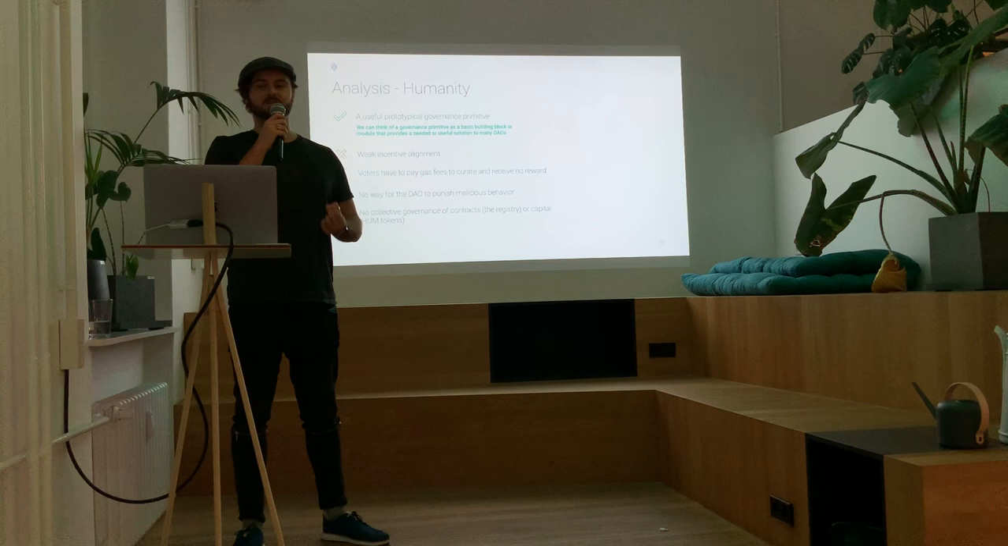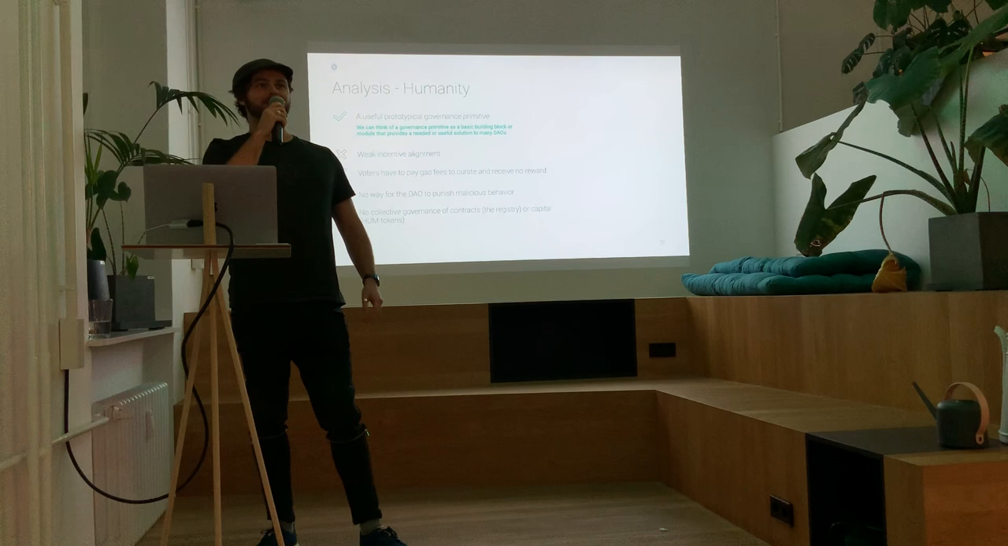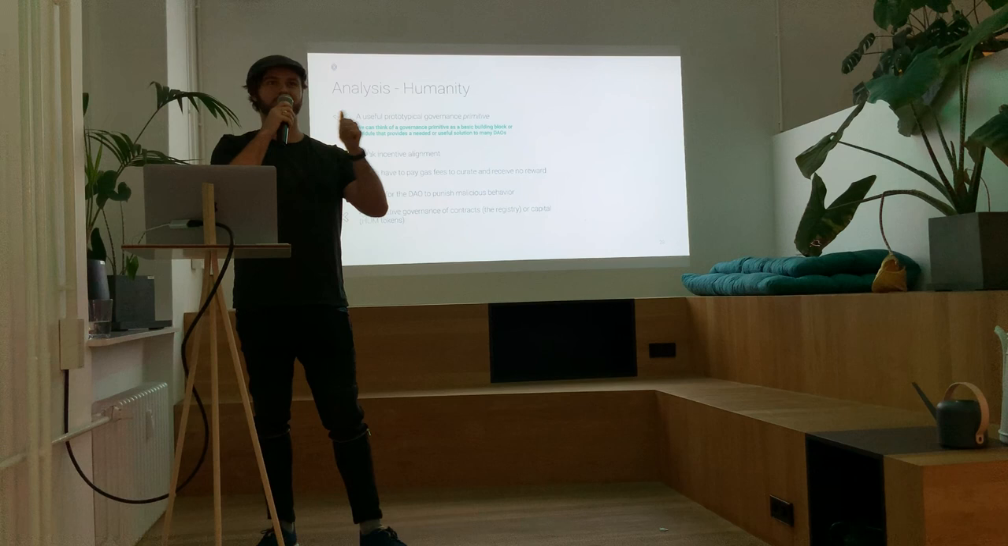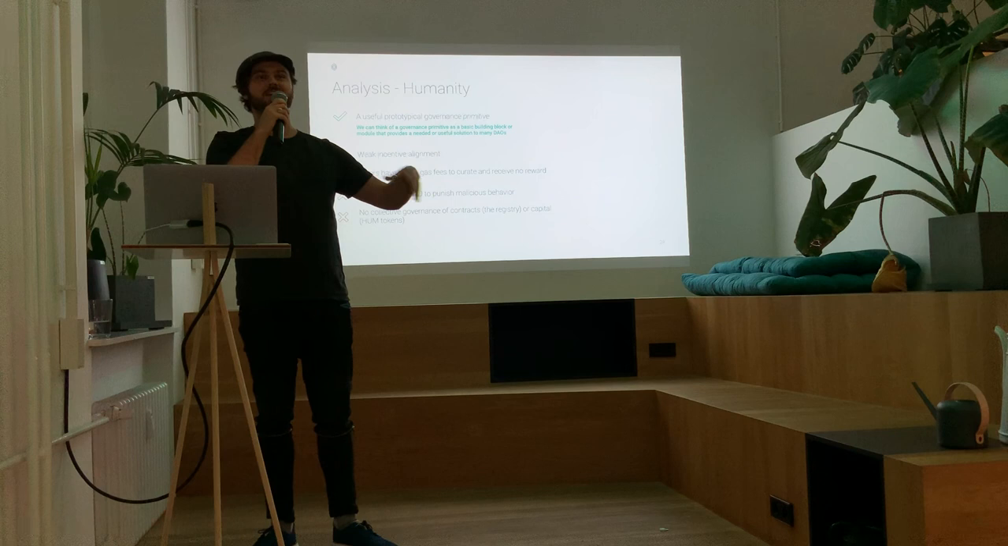But there's a lot of bad things about this. One, there's weak incentive alignment. The voters, they're not getting anything for voting here. You're saying, oh, the price of the token will go up. In economics, we call this pushing on a string. That's not how strings work. The voters are actually losing money voting because the cost of the gas fee is more than the secondary appreciation of the price of the Hume token, most likely.